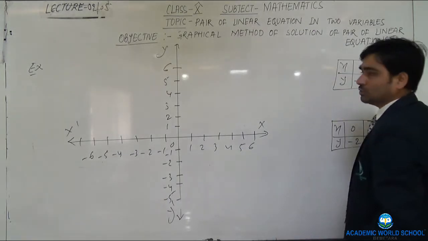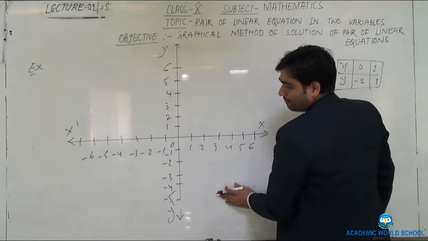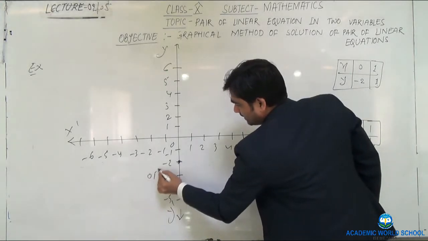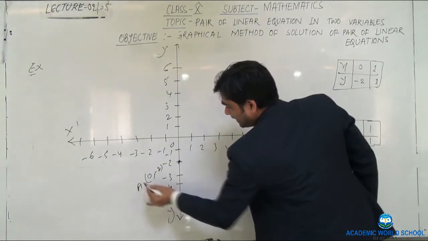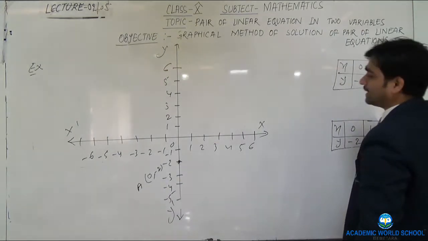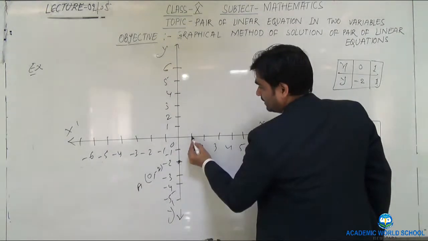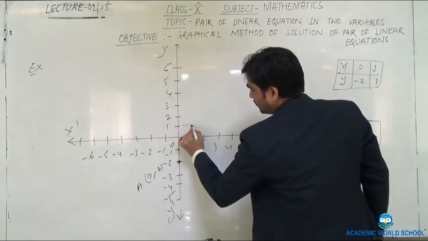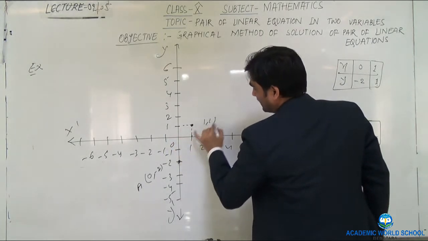Represent 0, minus 2. So x is 0, y is minus 2. This point becomes 0 and minus 2. Take a point A. Then the second, 1 and 1. So x is equal to 1, y is also 1. So this point becomes 1 and 1.